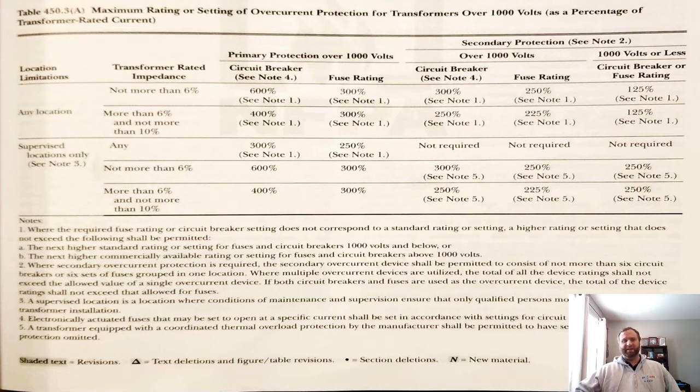So that being said, if I have a transformer and its primary is over 1,000 volts, so let's say it's a 4,000 volt transformer, the primary 4,160 volts, I do the math and I figure out that my primary is capable of handling up to 100 amps.